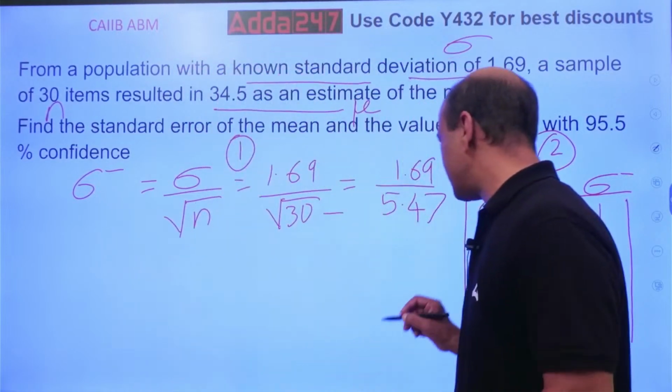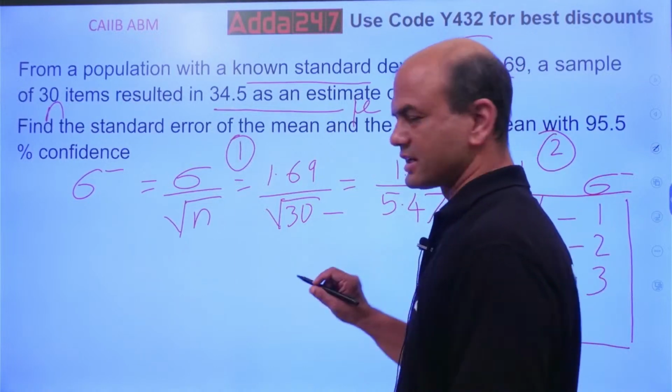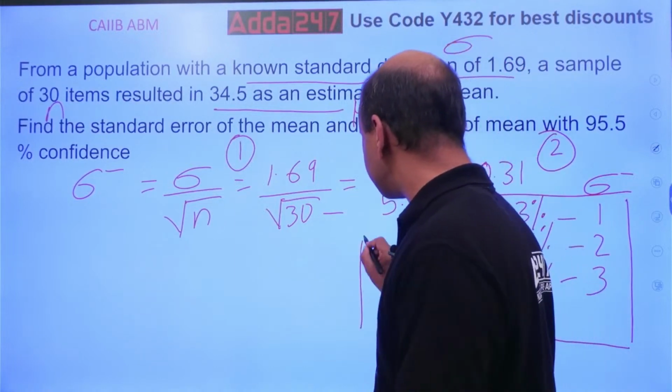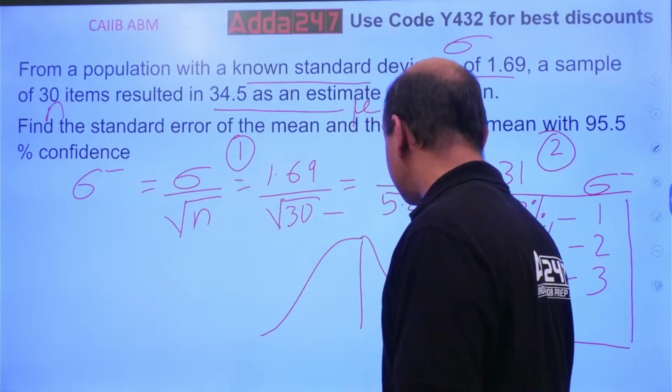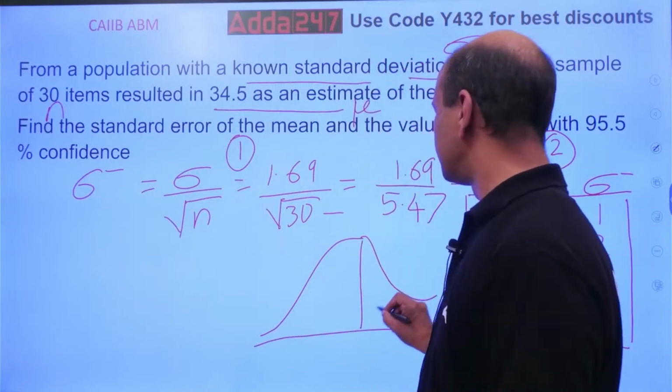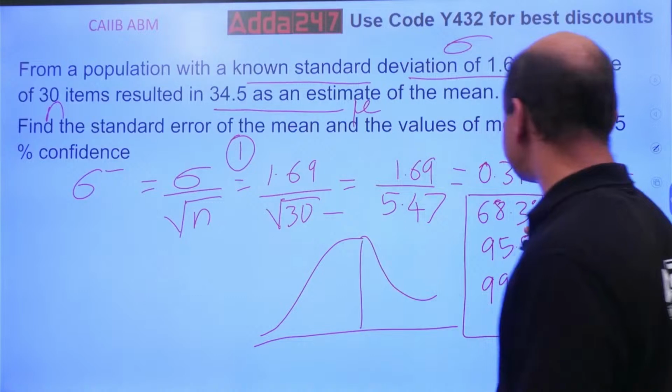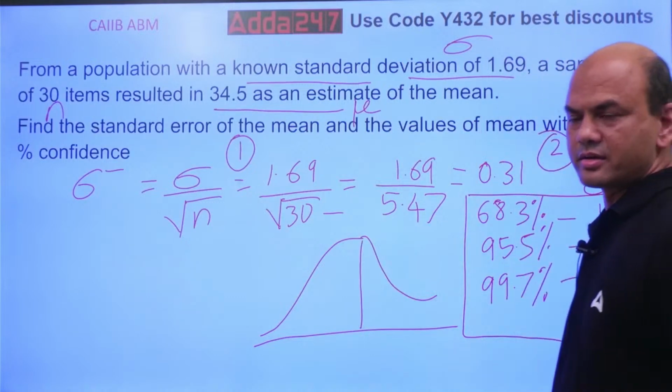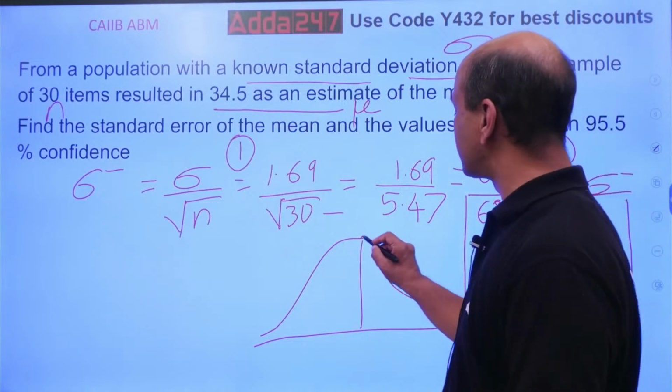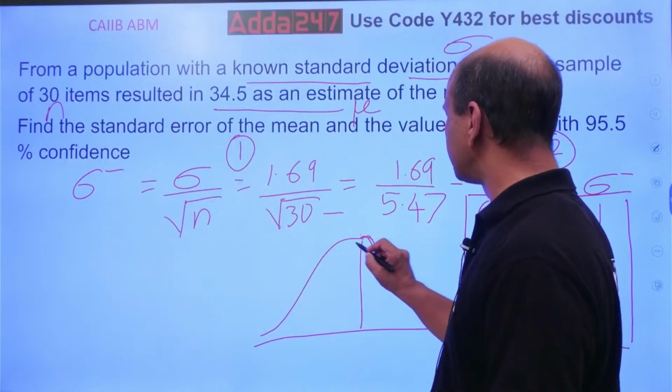See, this graph is like this. This is your normal distribution curve, right? This 68.3% confidence means one standard error, okay? So one standard error over here means it is like this. It is over here.